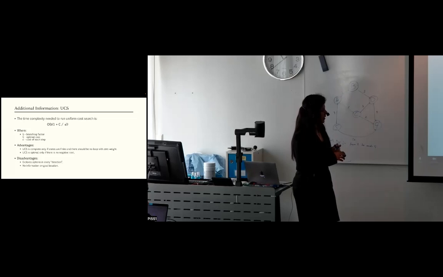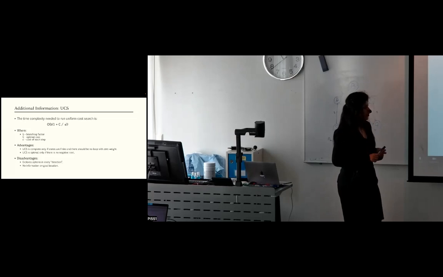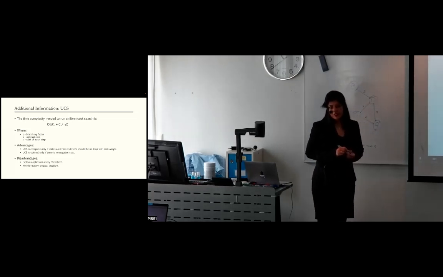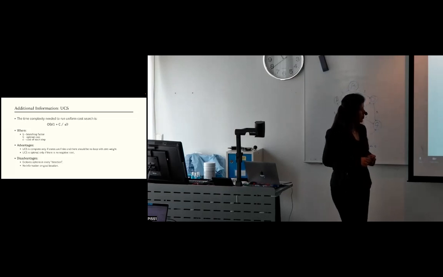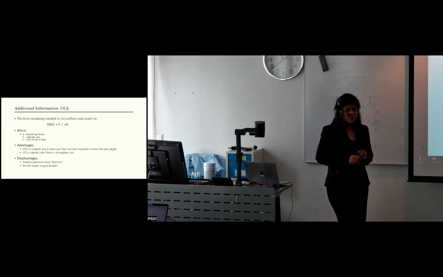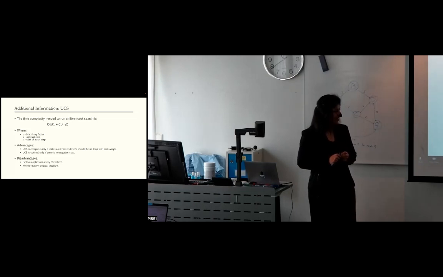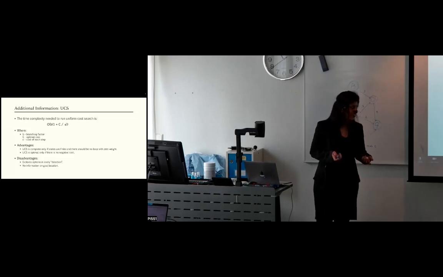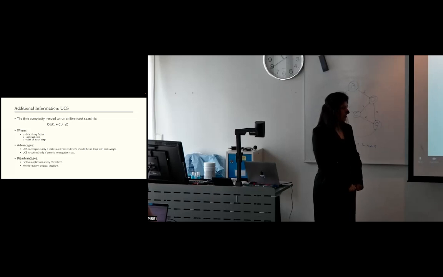And what would be the advantages? UCS is complete only if states are finite and there should not be a loop with zero weight. So states should be finite, not infinite. And also UCS is optimal only if there is no negative cost. In real life as well, this is not a real case scenario where we have a negative weight to move from here to here. So this is unnatural.